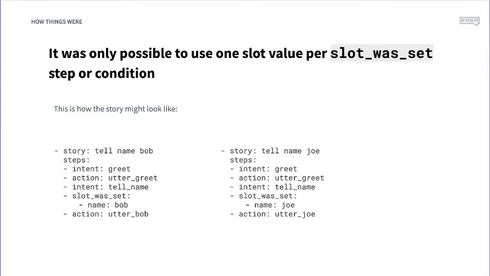Unfortunately, if you want to check that the slot name has a value Bob or Joe, then you need to write two stories, which is of course not very critical in this particular case, but can be problematic if you have multiple categorical slots or slots that can have not just two possible values, or if you have some more complex logic.